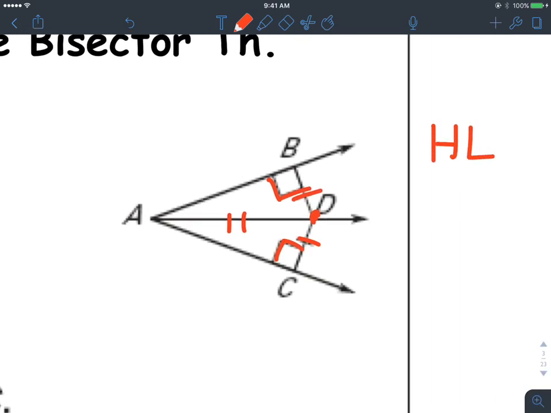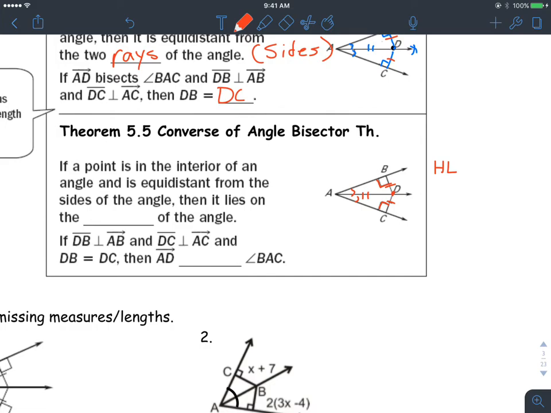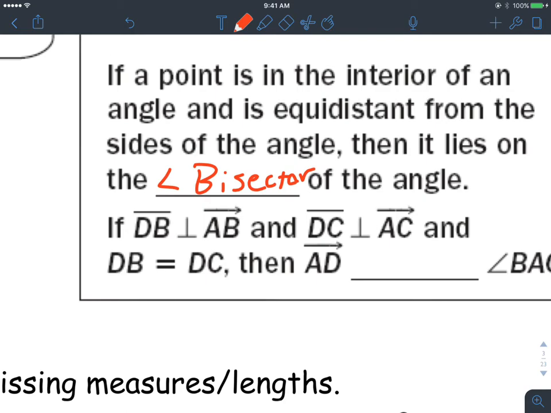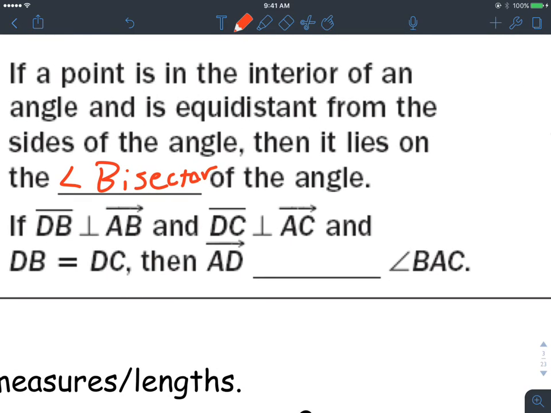That's called the Hypotenuse Leg Theorem. Based off the Hypotenuse Leg Theorem, you can say that D must lie on the angle bisector, because you're going to have the leftover pieces of your triangles being congruent. So we'll say that D lies on the angle bisector, and AD bisects BC.